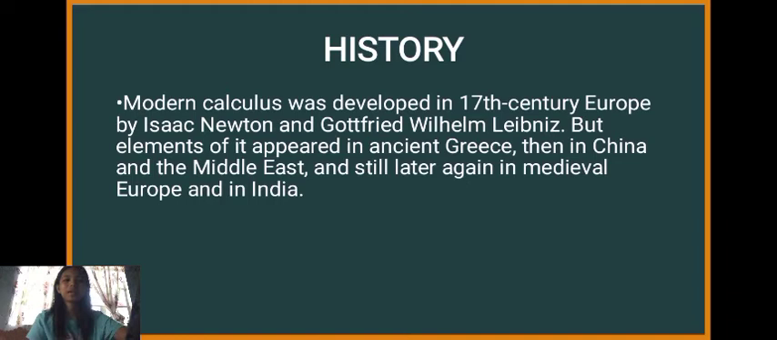So, before we start, we must know about its history. Modern calculus was developed in the 17th century in Europe by Isaac Newton and Gottfried Wilhelm Leibniz, but elements of it appeared in ancient Greece, then in China and the Middle East, and still later again in medieval Europe and India.